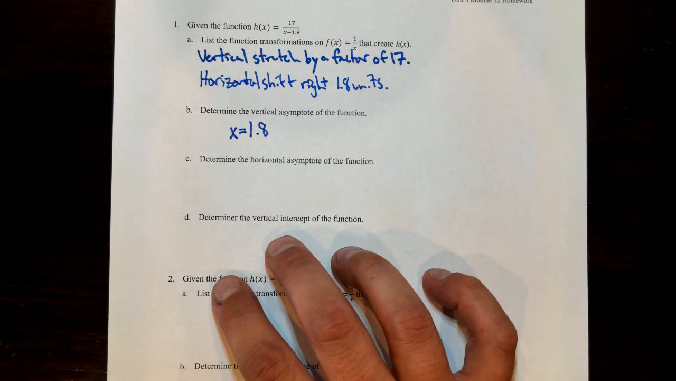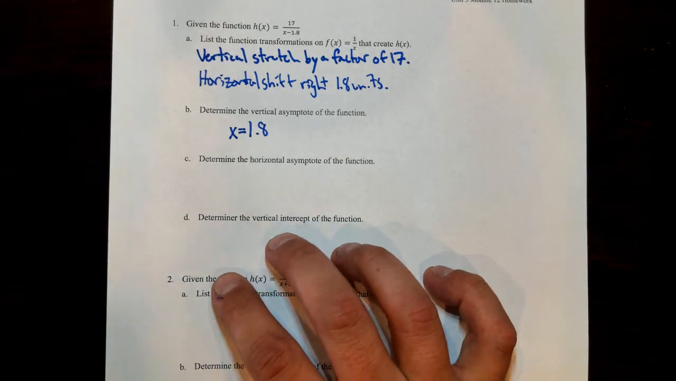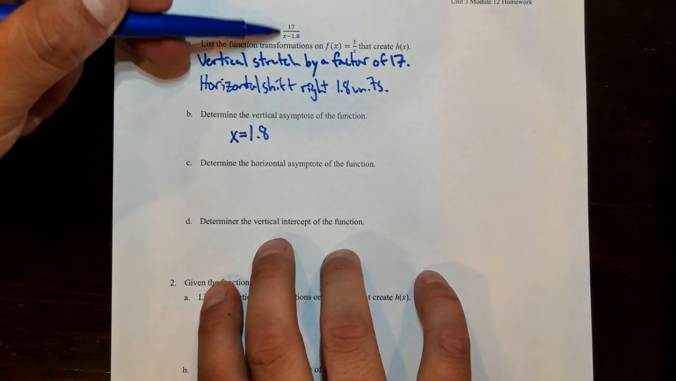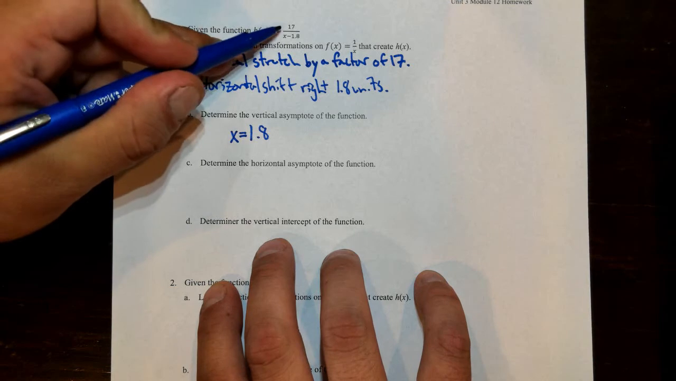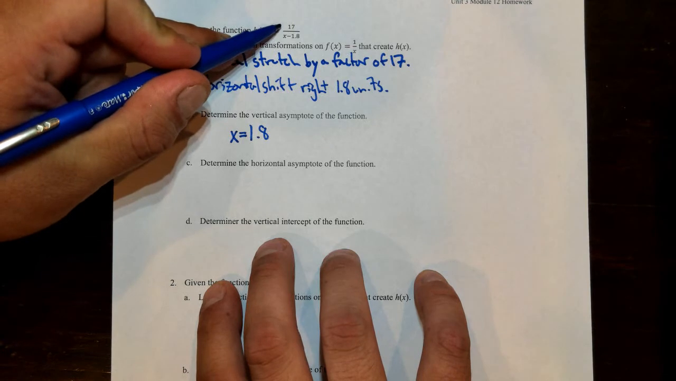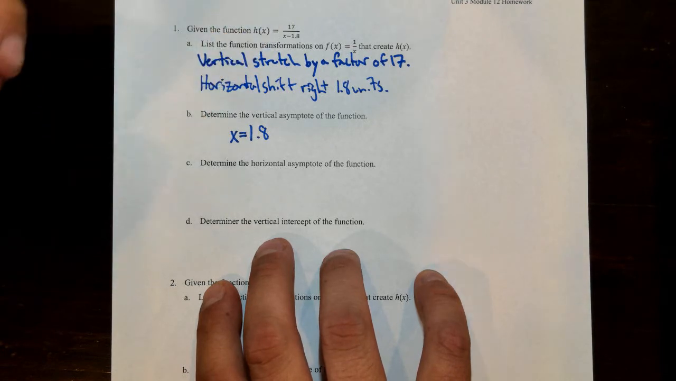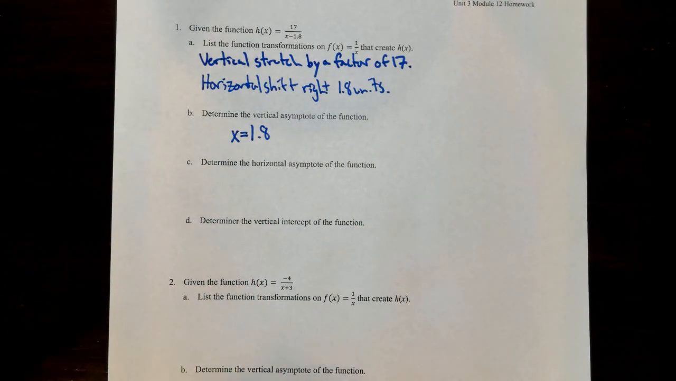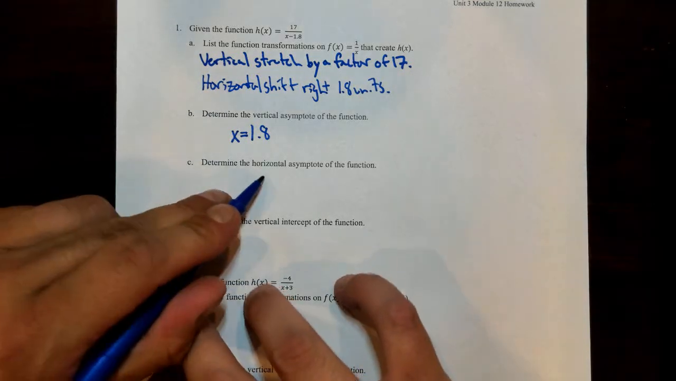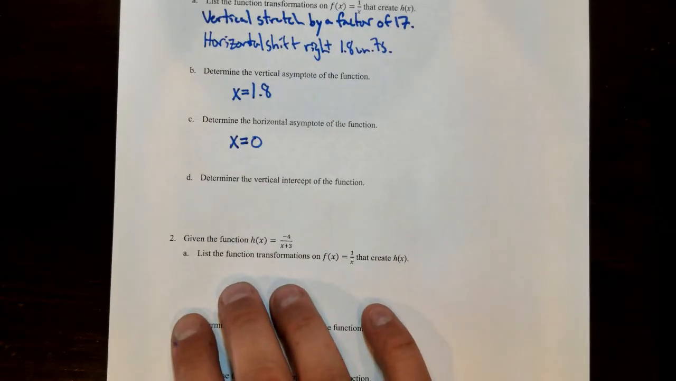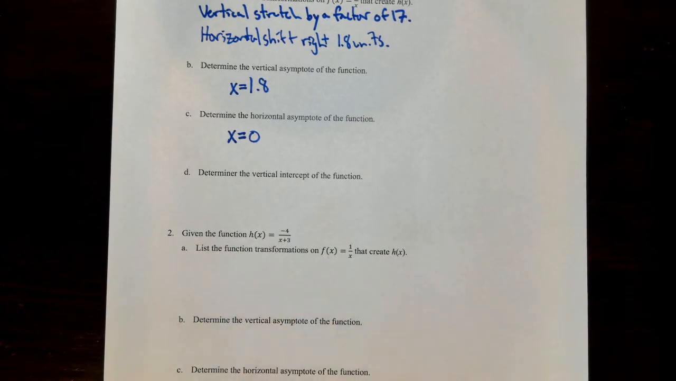And then determine the horizontal asymptote. To figure out the horizontal asymptote, what we want to do is look at the ratio of the leading terms here. In this case, since there's no x on top and there's an x on bottom, when the degree of the lower polynomial is greater than the degree of the polynomial in the numerator, the horizontal asymptote's always going to be 0.